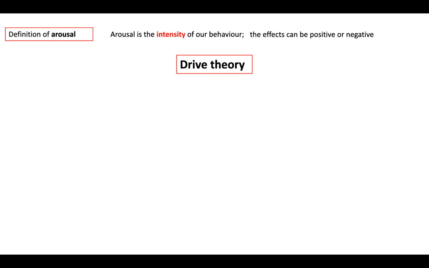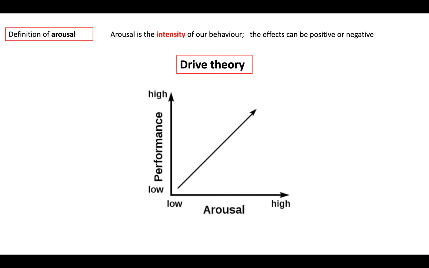So the drive theory itself, I want you to draw this out. We need to be drawing every theory out. You can get marks for drawing the theories out if you draw them correctly. So first of all, the drive theory, as you can see, you've got the y-axis and x-axis. Please ensure that you have arousal, performance, low, low, high and high. And as you can see, this arrow suggests that as arousal increases, so does our performance.